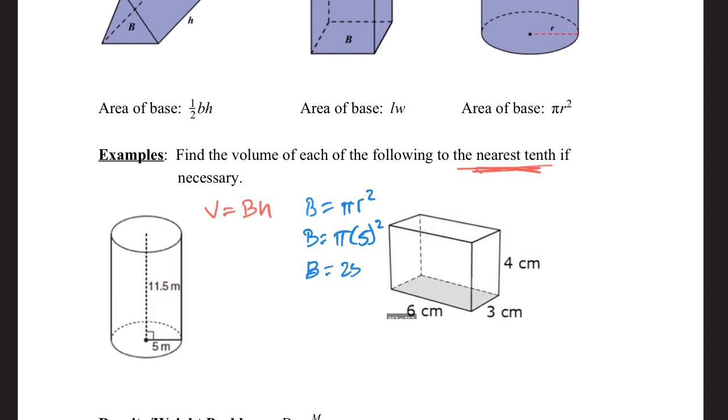Which is, I'll just leave this as 25 pi for right now, and then I will do the calculation with pi at the end. So let's go back to red. So I have my B, I have my volume is equal to 25 pi times my height. Well, what's my height? Well, they were nice and they gave it to me. It was this height right here, 11.5. And then now we plug all that stuff into the calculator, 25 times pi, and then times 11.5.